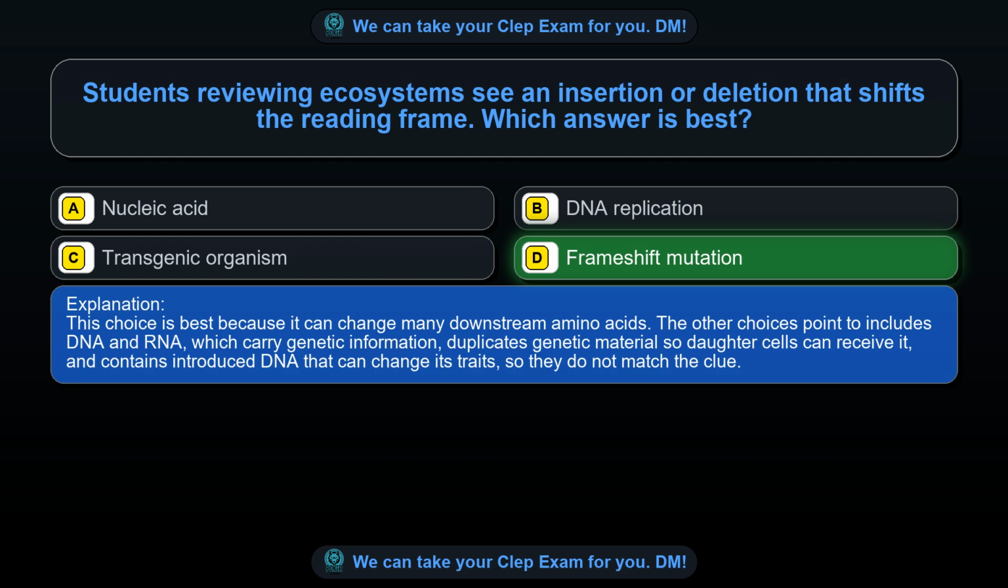This choice is best because it can change many downstream amino acids. The other choices point to molecules that include DNA and RNA, which carry genetic information, a process that duplicates genetic material so daughter cells can receive it, and an organism that contains introduced DNA that can change its traits, so they do not match the clue.